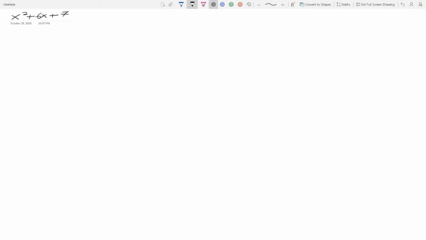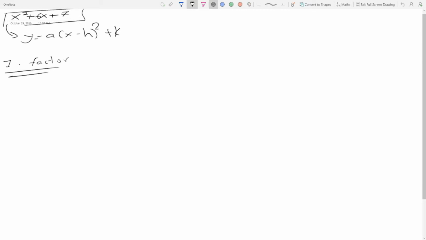In order for us to put it into vertex form, which is y equals a(x minus h) squared plus k, the first step is to factor. Since we don't factor as in taking out any common multiple, and there's nothing in front of x squared, there's no need for factoring. The second step is completing the square.